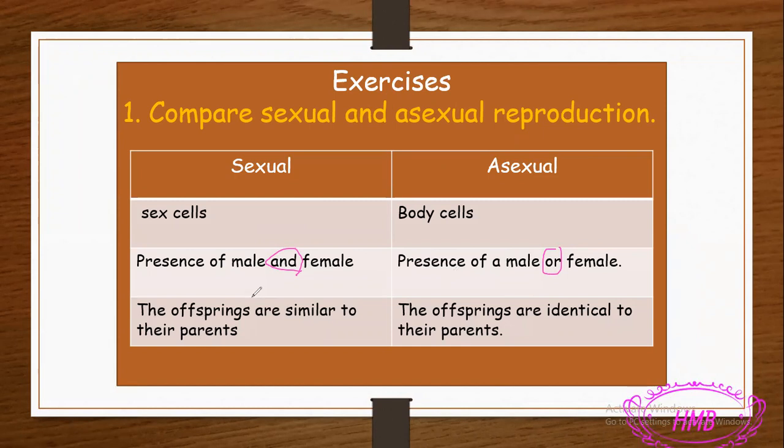Finally, in the sexual, the offsprings are similar to their parents, because they will take some traits from their mommy and others from their father. While in asexual, the offsprings are identical. The opposite of identical is similar. Similar, of course here in science we are not talking English to say different. Identical means copy, like copy paste. While similar, no. The baby will look like his mommy, will look like his daddy, but he has his own look. Okay, so this is for the differences between sexual and asexual.